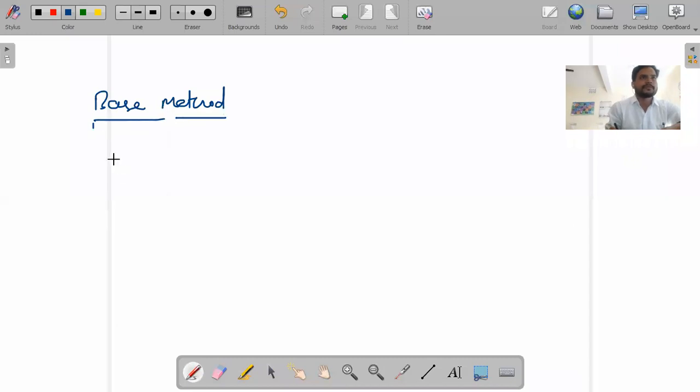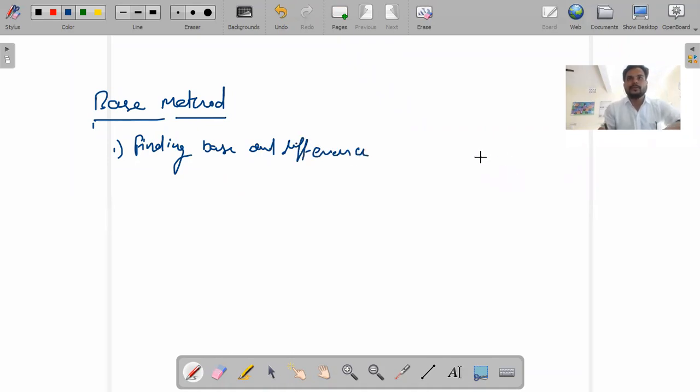Let's revise the method first. The first step in multiplication using the base method is finding the base and the difference. What does it mean? Let's have one example side by side. 9987 multiplied with 9982. We have to multiply these two using the base method for revision purposes.